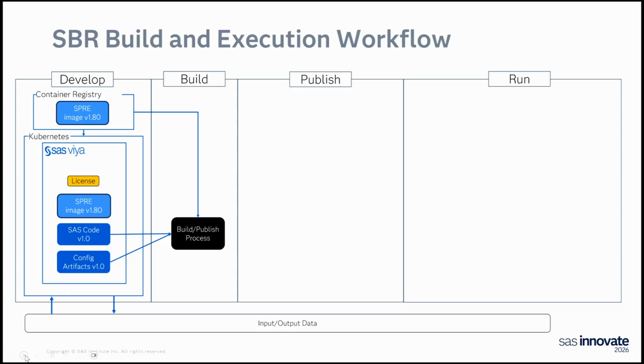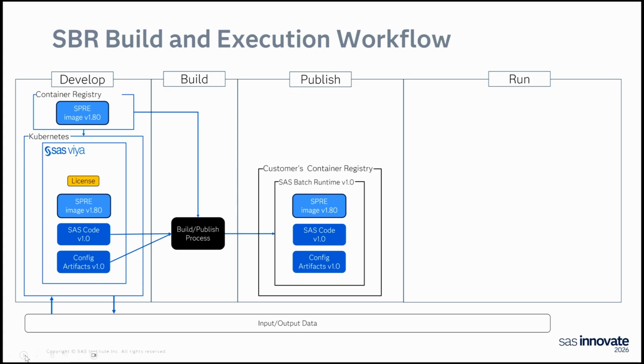The SBR image can either package everything in it, like code and configuration files, or just be an image that contains just the configuration, and the code is attached to it later. Once it's built, you publish it to your container registry, and at that point you have a versioned, ready-to-go SBR image that you can use for pretty much any purpose with any SAS code that you want to use.